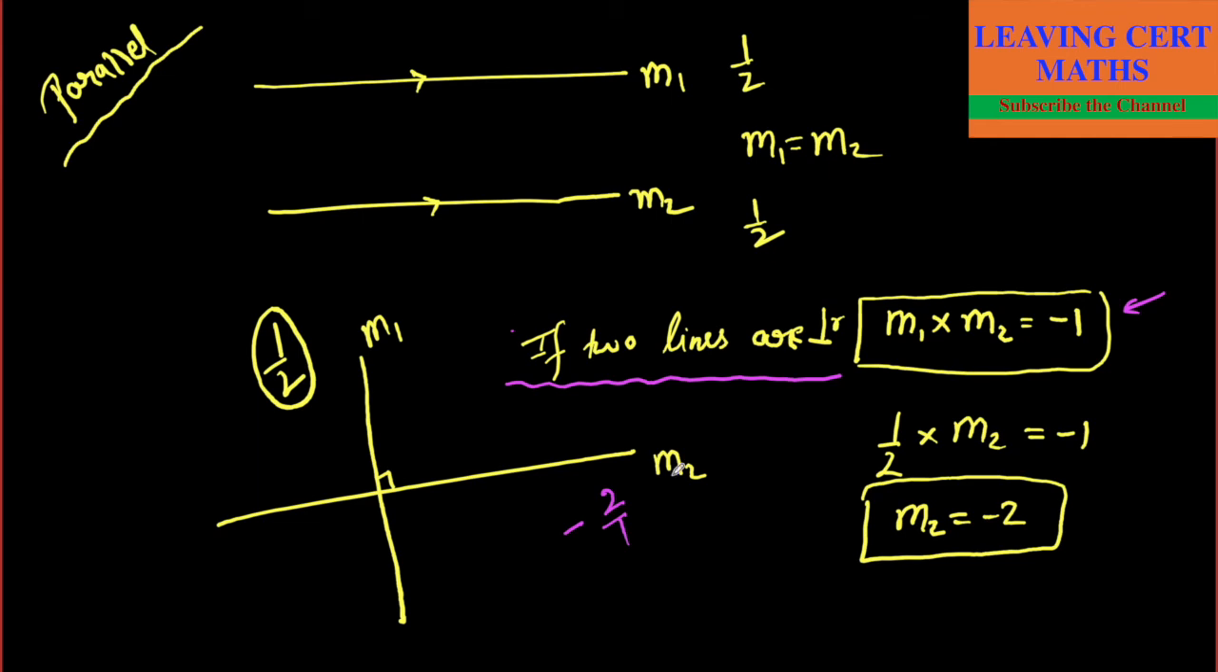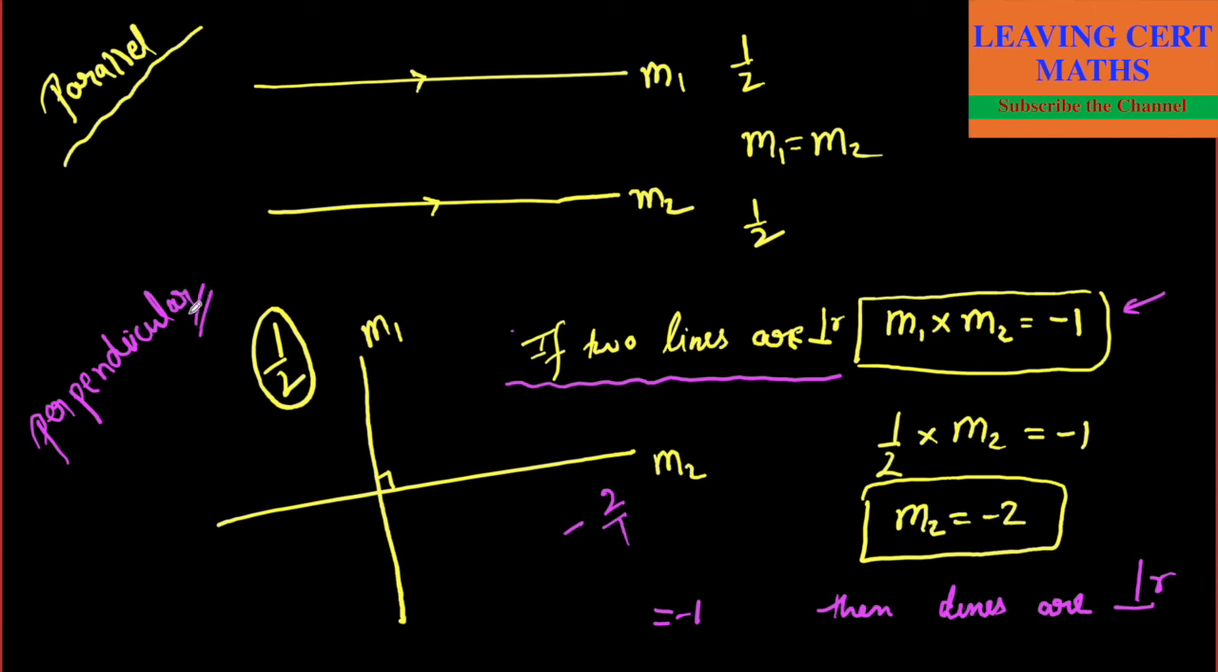Now vice versa, if the multiplication of the slopes of two lines comes out to be -1, then I can say the lines are perpendicular. Is that clear? So this is all about parallel and perpendicular lines. So let me write here, this is perpendicular.